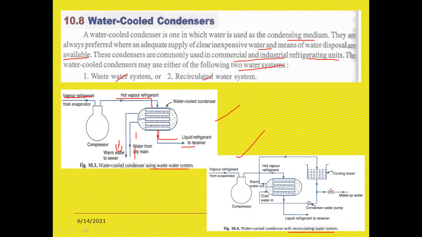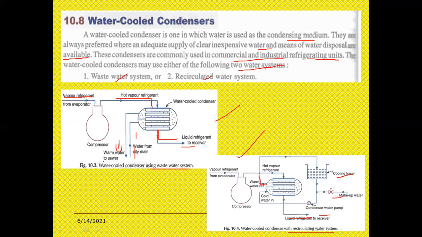But in the second case, the water-cooled condenser with a recirculating water system is used. The figure is the same; the vapor refrigerant from the evaporator passes into the compressor, and from the compressor the hot vapor passes into the water-cooled condenser. It then passes the liquid refrigerant to the receiver as in the earlier case. But here we are using recirculated water. For recirculated water, we are using a condenser water pump, a makeup pump and cooling water, where the water is going out.